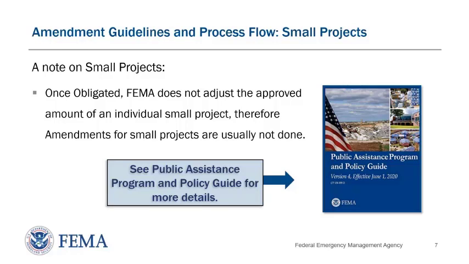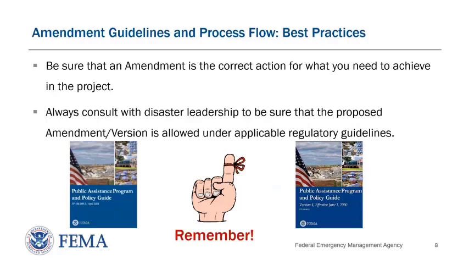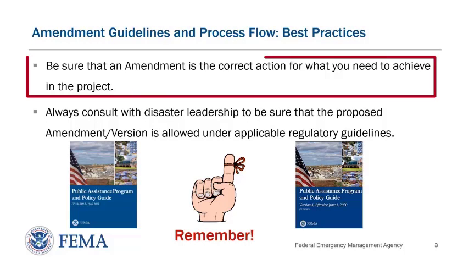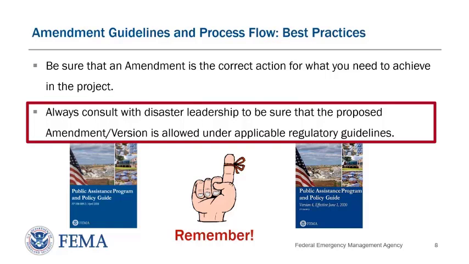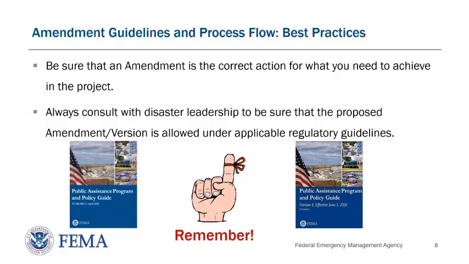If none of the above applies, the subrecipient may request additional funding if the total actual cost of all of its small projects combined exceeds the total amount obligated for all of its small projects. Also, keep in mind, make sure that an amendment is the correct process flow that you are looking for. Make sure to consult FEMA disaster leadership if you're unsure if an amendment is the correct action that you're needing. Now we'll take a look at the amendment type information in the next few slides.